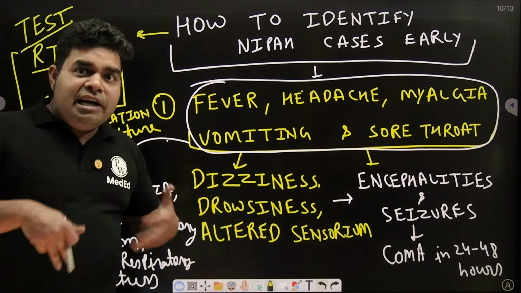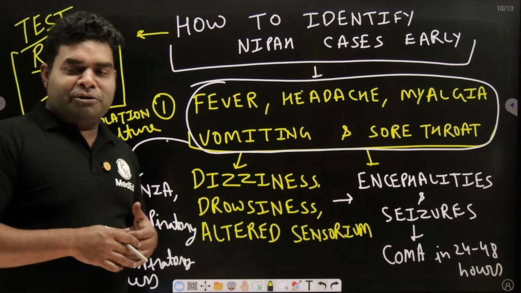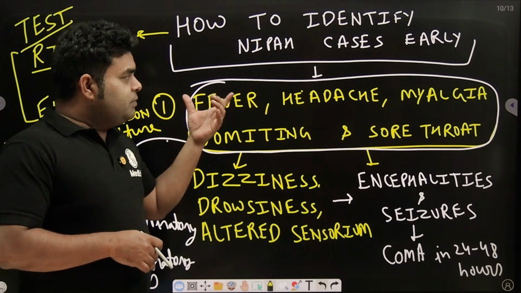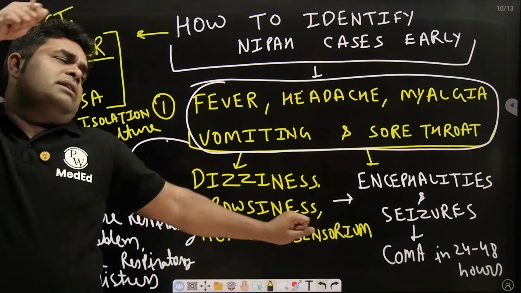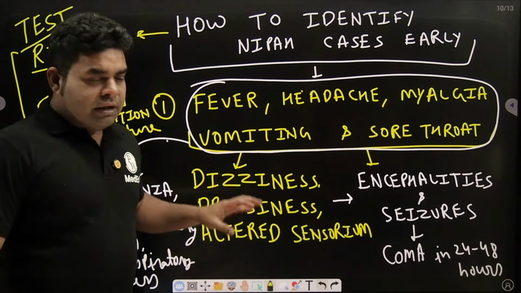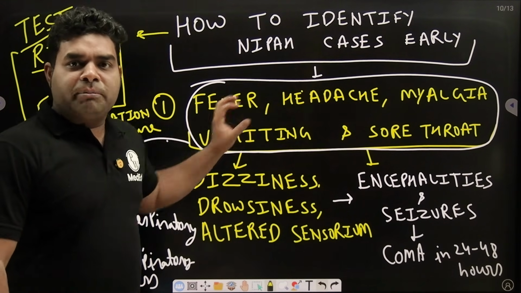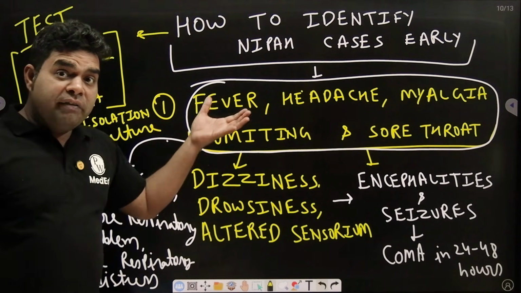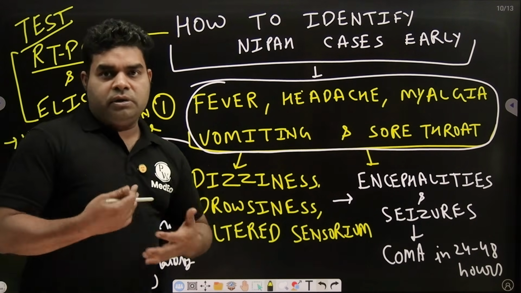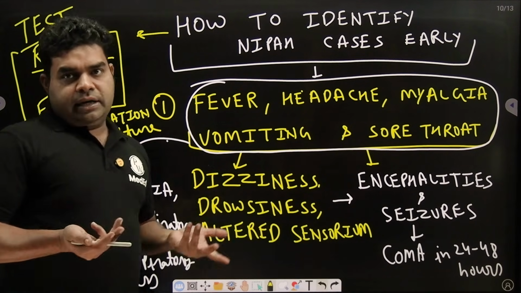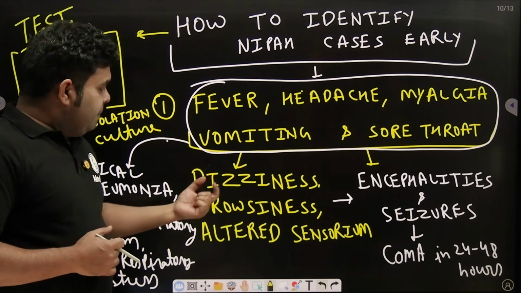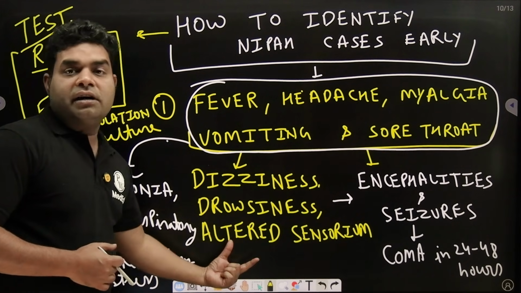And how will you identify Nipah early so that you can quarantine or isolate the person? If anyone has fever, headache, myalgia, meaning this type of body ache, and then vomiting and sore throat, the URTI symptoms, that is the early way to identify it. But you know, URTI symptoms commonly occur in cold weather. So along with URTI symptoms, be sure to focus on dizziness, drowsiness, and altered sensorium.